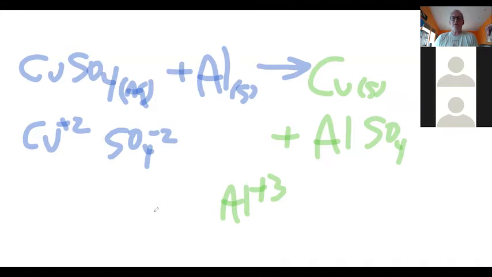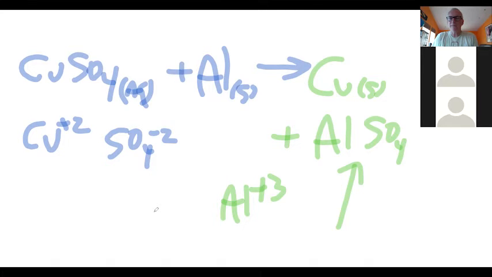So what's going to be our formula for aluminum sulfate? If you have aluminum +3 and you have sulfate -2, what's going to be the formula for aluminum sulfate here? Because that doesn't look right. AlSO4 is not the correct formula for aluminum sulfate. It's going to be Al2(SO4)3. Oh man, so how did you get that?